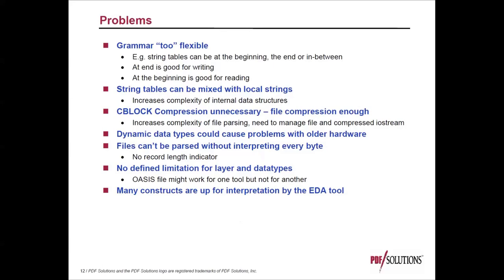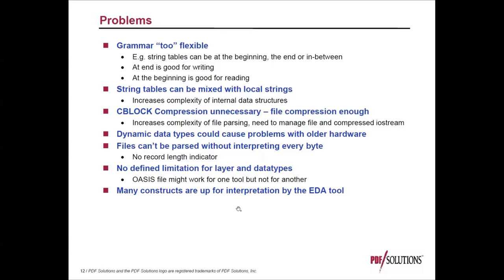Then comes a really awkward thing: besides having a string table, you can also have local strings, meaning you suddenly mix lookup tables with locally defined strings. That makes it really complex in terms of internal data structures, so you might need to maintain two types of tables for local storage. Then I think the C block compression is kind of unnecessary. It just makes it more complex to deal with two streams, one compressed and one uncompressed. Instead, having everything uncompressed and then using file compression would make it easier.